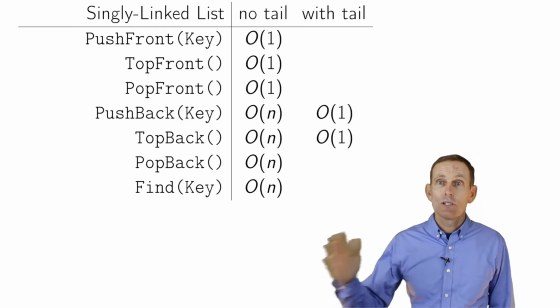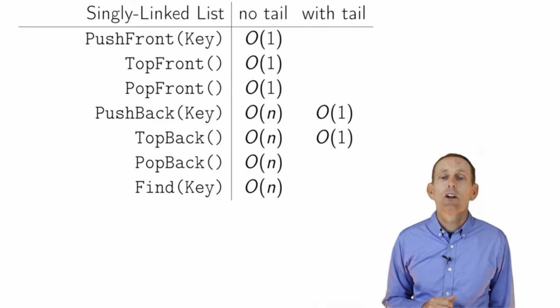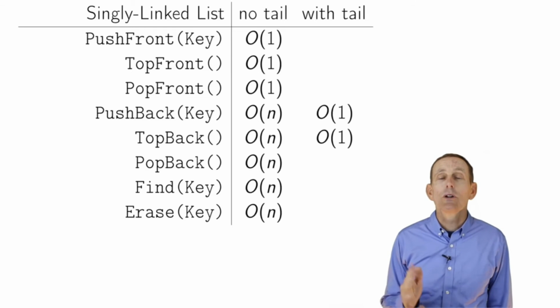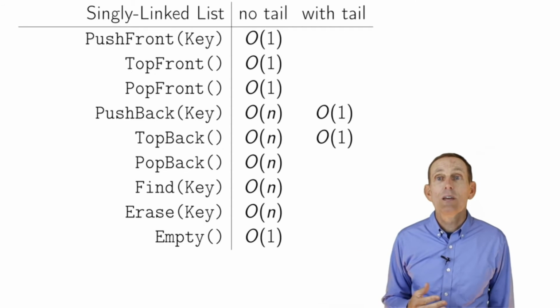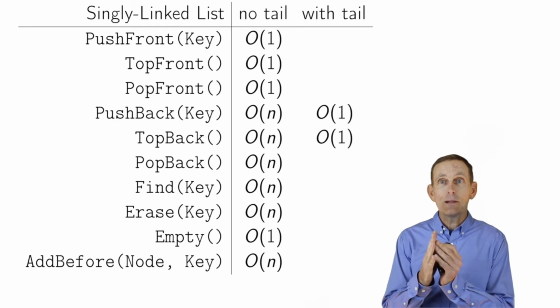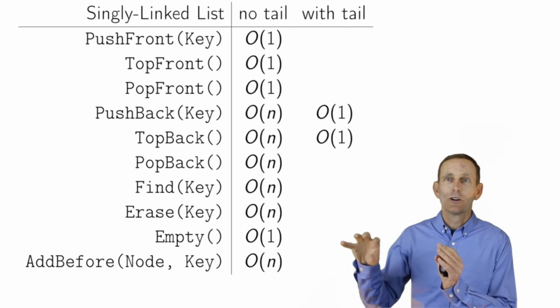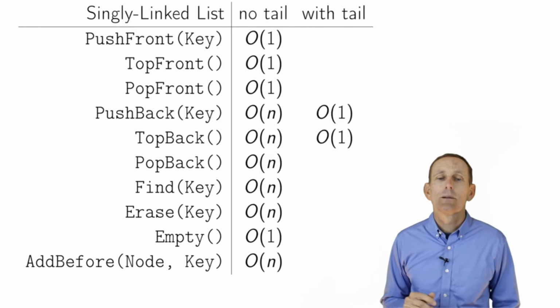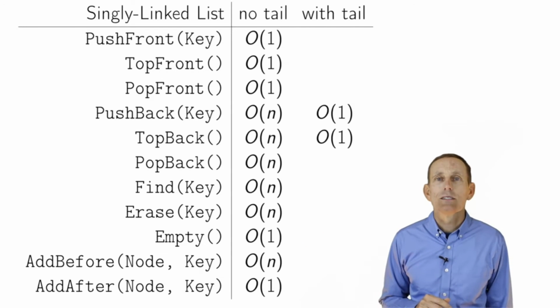Finding a key is order n. We just walk our way through the list trying to find a particular element. Erasing, also order n. Checking whether it's empty or not is as simple as checking whether the head is nil. Adding before, order n, because finding the previous element takes order n, because we've got to walk from the head to find it. Add after, constant time.